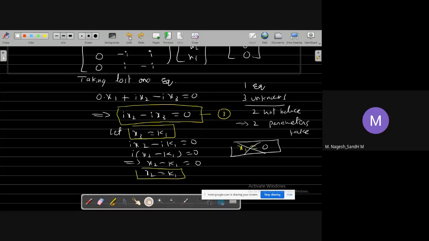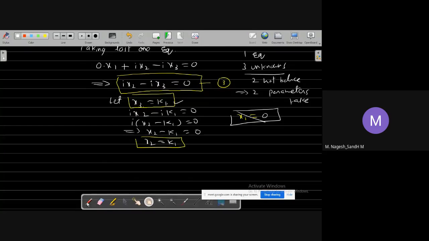Two unknowns. So one unknown you assume as a parameter k1, so x3 as k1. Next you assume x1 is equal to k2. Two unknowns you have to assume as parameters. One equation, three unknowns, not balanced, so two unknowns as parameters. So x3 I take k1, I got the x2 value, so one more I have to assume. So x1 equal to k2.